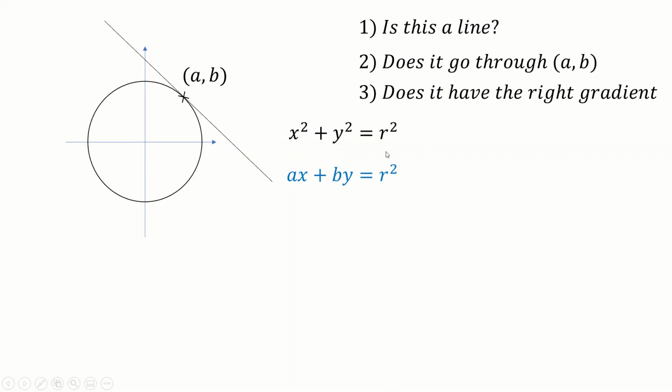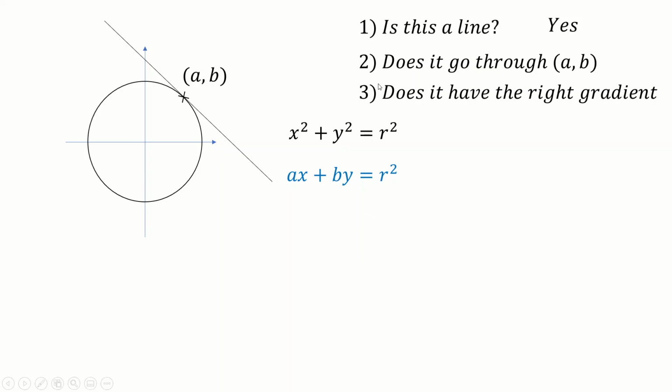So okay, is this a line? Well, yeah, it is. And if you want to, you can rearrange it to prove it and get it in the form y equals mx plus c. Otherwise, you could have just looked at this and gone, well, lines are just when you have a single x power and a single y power, like that. That's all it is. So yeah, this is definitely a line. So the blue thing is good in that respect.